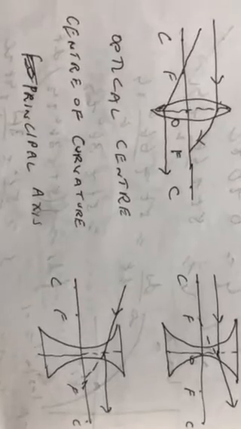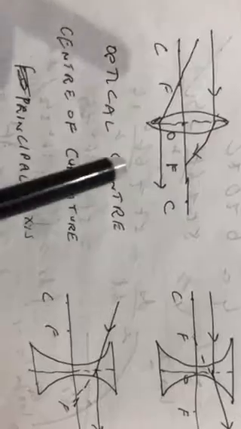Hello students, in this session we will be doing one topic known as lens equation. So a quick recap of convex lens. In any convex lens, this is the optical center. You know that if a ray passes, it will be undeviated.